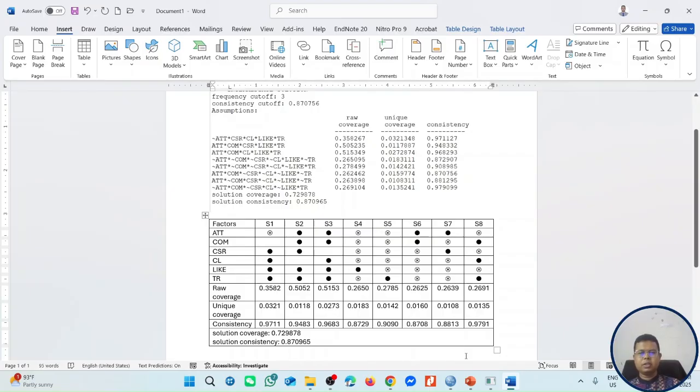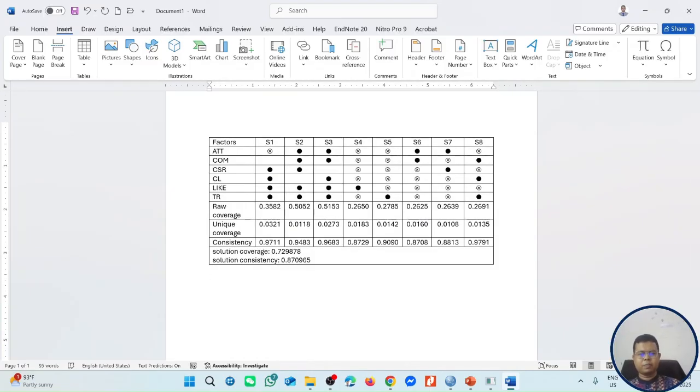So in this way, we can convert this raw result into a meaningful table, which is more lucrative and meaningful for the audience, right? The challenge is how to interpret this one.